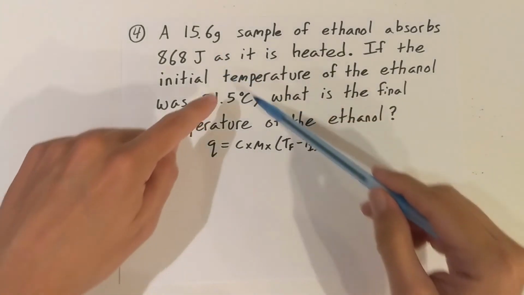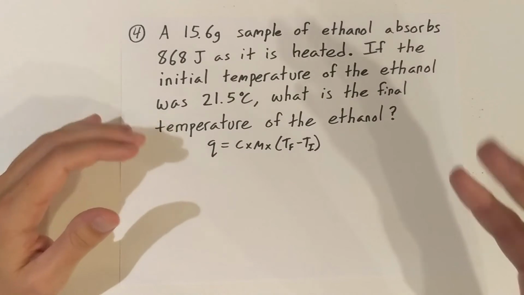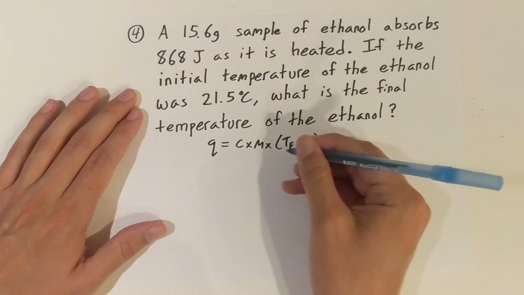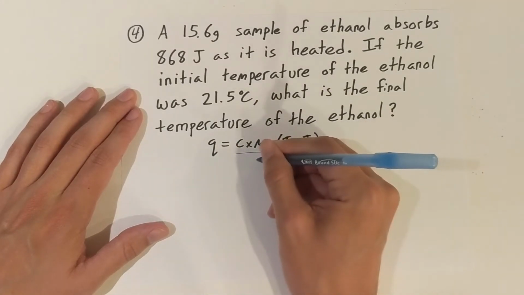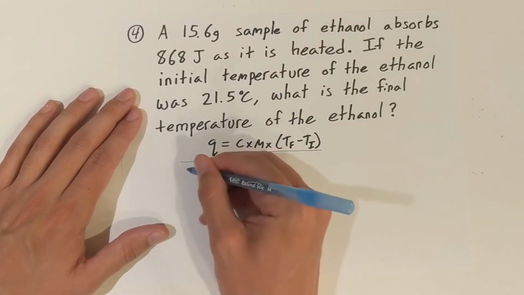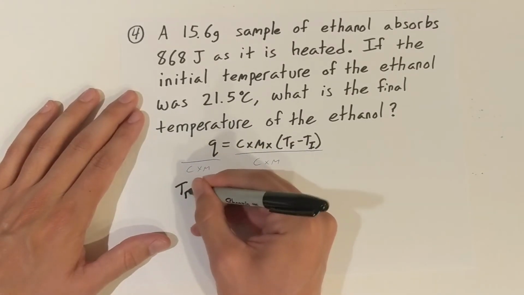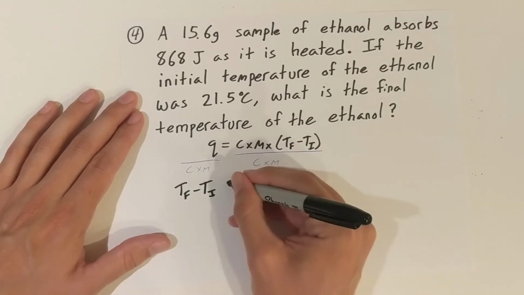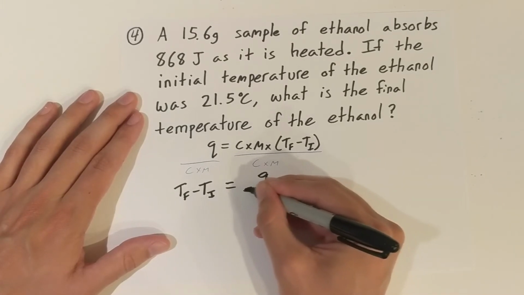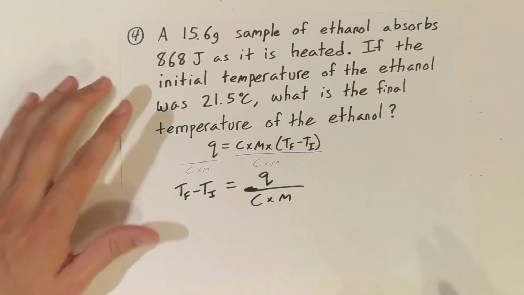If you want, you could plug all these numbers in and solve the math that way. But again, I'm going to try to isolate our temperature final before we find anything. So here, we're going to divide both sides by specific heat and mass. And we'll get temperature final minus temperature initial is equal to Q over specific heat times mass, just like that.